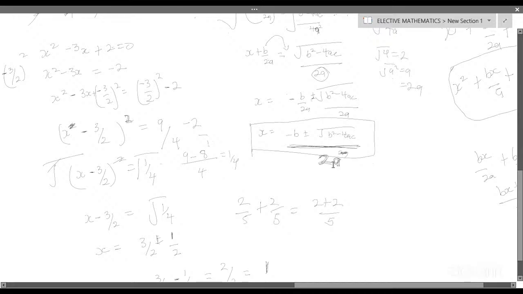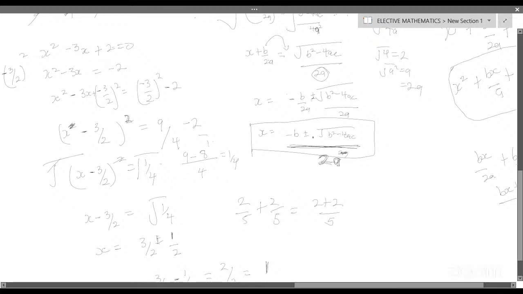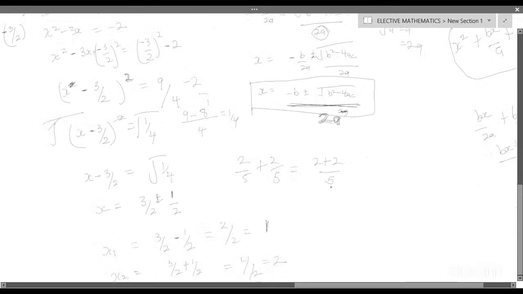I did try, but I got a different value. Okay, this is what you are using, though: x is equal to minus b plus or minus root of b squared minus 4ac over 2a. That's what you are using, though. You get me, Ella? Yes, sir.